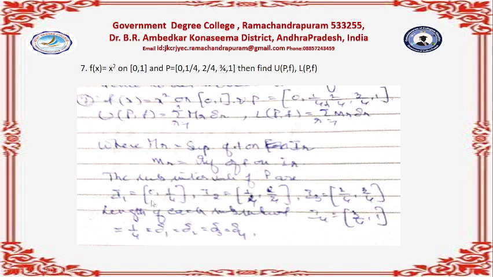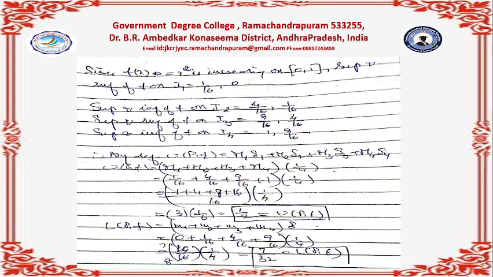Now what is the length of this subinterval I1? 1 by 4 minus 0, that is 1 by 4. What is the length of the subinterval I2? 2 by 4 minus 1 by 4 is 1 by 4. What is the length of the subinterval I3? 3 by 4 minus 2 by 4, that is equal to 1 by 4. Similarly, what is the length of the subinterval I4? 1 minus 3 by 4, that is equal to 1 by 4. That means all the subinterval lengths are the same. Delta 1 is the same as delta 2, delta 3, and delta 4, which is equal to 1 by 4.